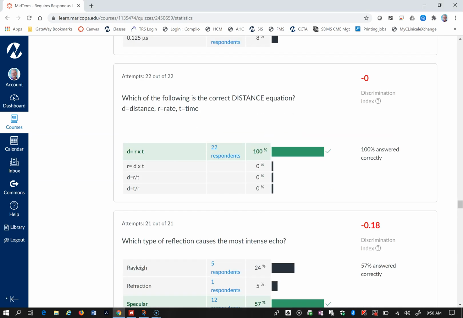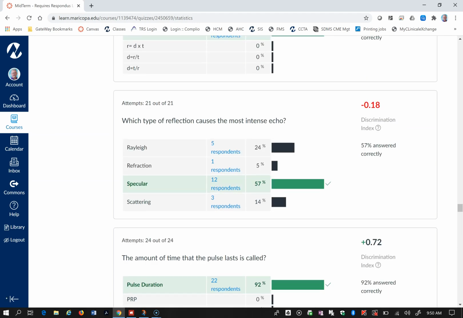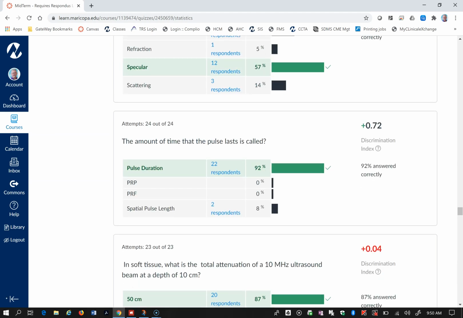Which of the following is the correct distance equation? Where d equals distance, r equals rate, t equals time. The correct distance equation is d equals rate times time. Which type of reflection causes the most intense echo? Specular reflections cause the most intense echo. Next question. The amount of time that the pulse lasts is called the pulse duration.